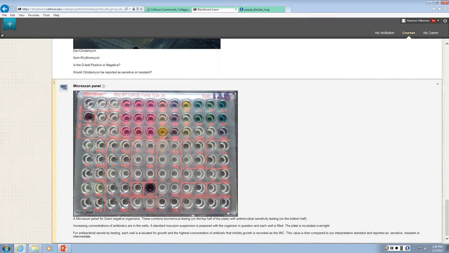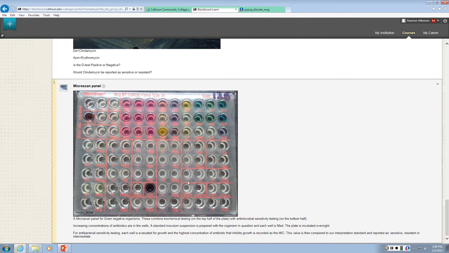Here this is CAZ, and we've got increasing concentrations, 1, 4, 8, 16, and I've got a little bit of growth in my first well. So what I'm looking for is my MIC, the minimum concentration of antibiotic that inhibits growth. The smallest amount of antibiotic that inhibits growth here is 4. So I would look a 4 MIC up in my book and determine if that correlates to a sensitive or resistant MIC.